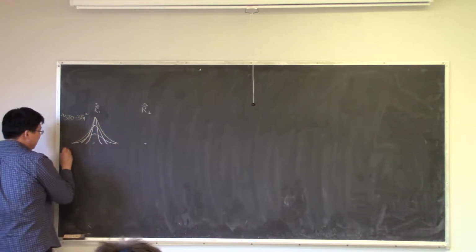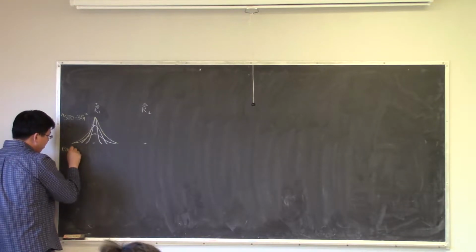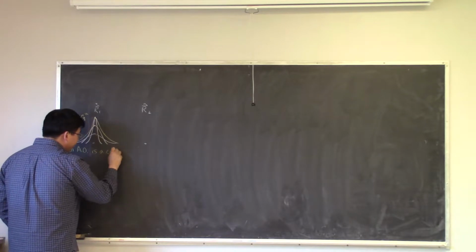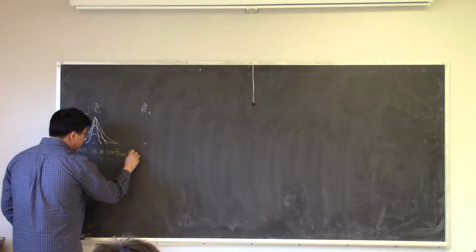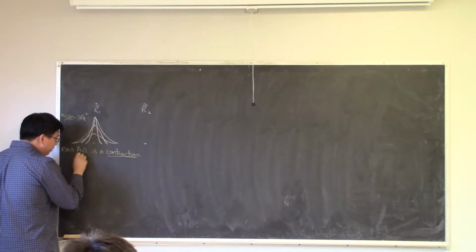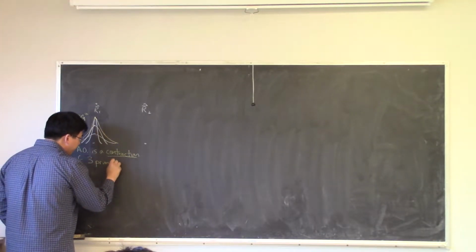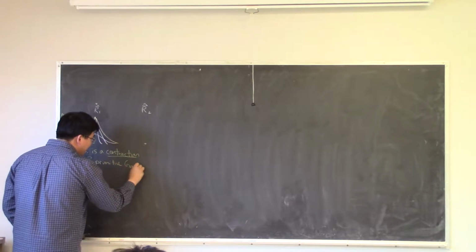Okay, so each atomic orbital is a contraction of 3 primitive Gaussians.